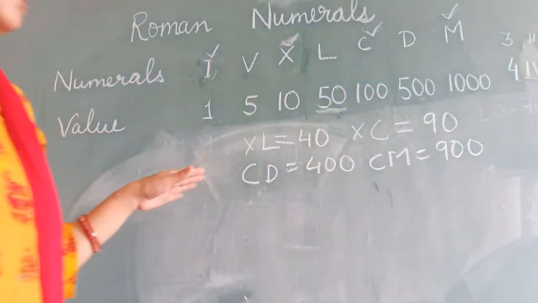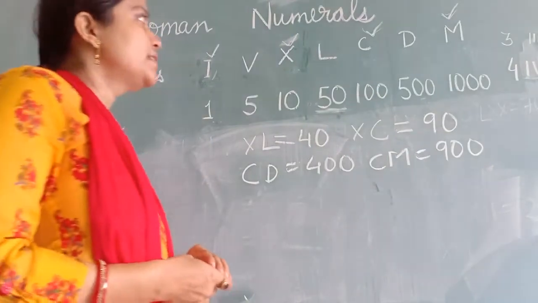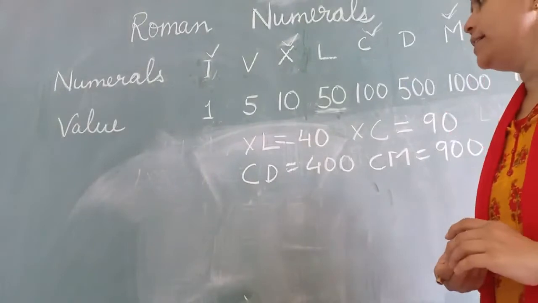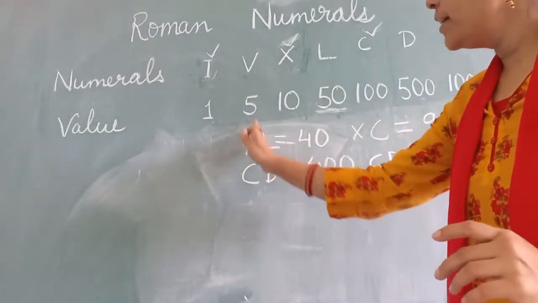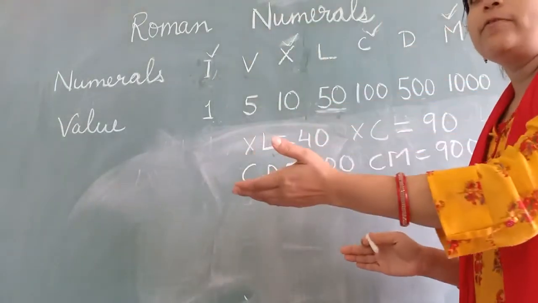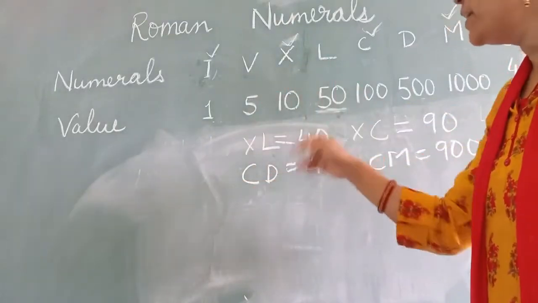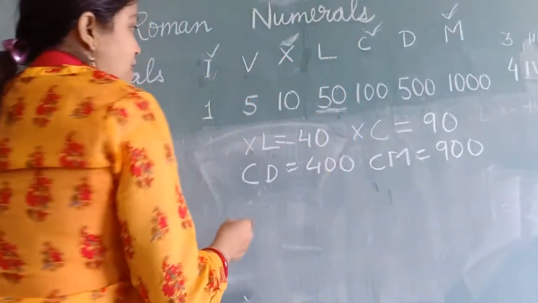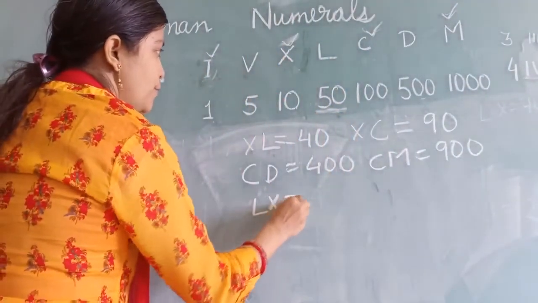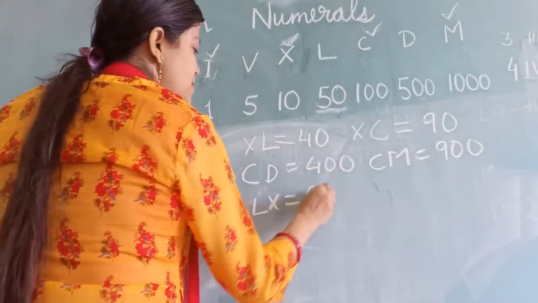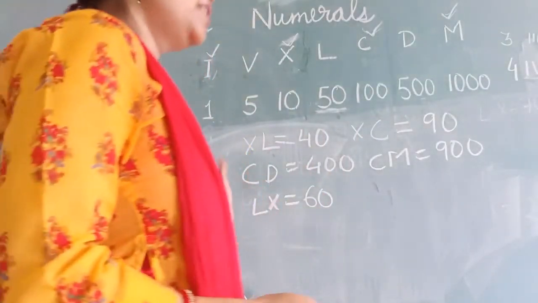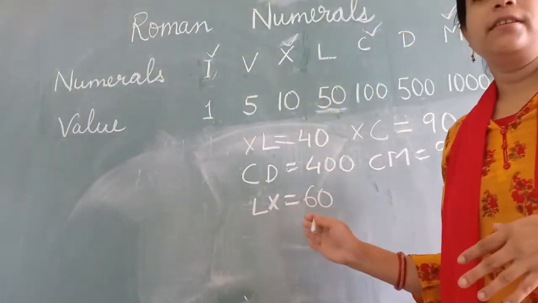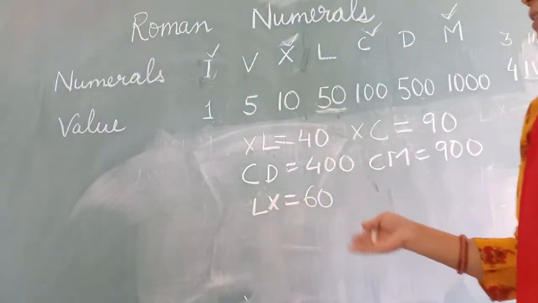Have you understood this much? Now the next rule is that when we write a number on the right hand side, that number is added. Here X is written on the left hand side of L. When I write it on the right hand side, then I will add. It will become 50 plus 10, and that will be 60. Understood? When the smaller number is written on the right hand side of the bigger number, we add that number. And on the left hand side, we subtract it from the bigger number.